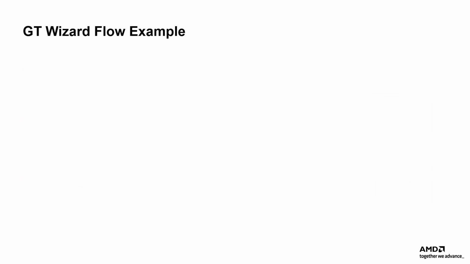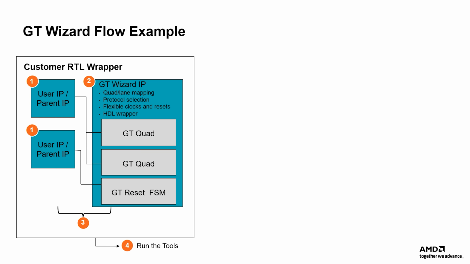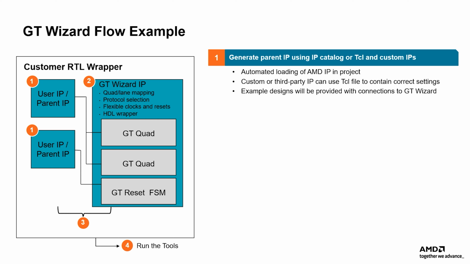Let's now do a walkthrough of the new GTWizard flow with an example. The flow starts with users generating the parent IP using either the IP catalog or Tcl scripts and/or custom IP. Here, users automate the loading of the AMD IP into the project to choose the GT settings. They can also use custom or third-party IPs with a Tcl file to ensure the correct settings are applied. Additionally, example designs are provided with connections to the GTWizard, making it easier to set up and configure a project.